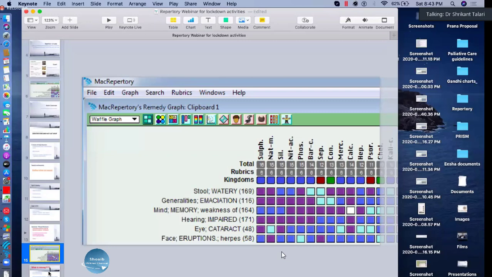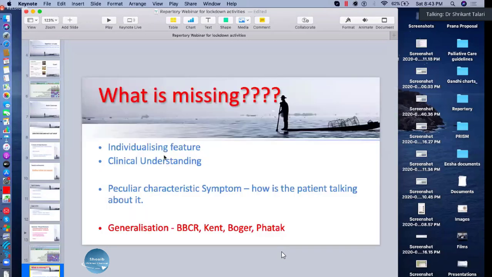So I think to myself, what is missing? And then I understand, I don't have a really good individualistic characteristic symptom here. I want something individualizing. And then I felt I have not considered HIV, its clinical understanding, etc. I don't know what is the generality here. What is the general feature? I have taken all symptoms as general. Emaciation is a general symptom. Hearing loss, cataract, everything is general.